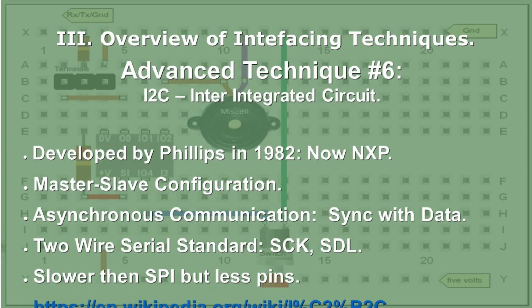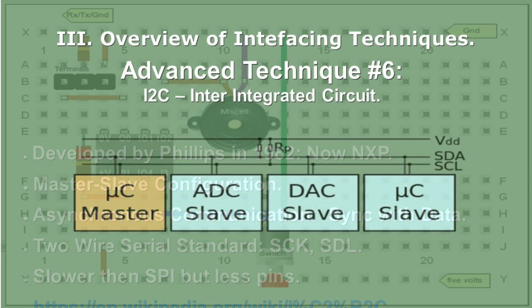I2C, developed by Philips, which is now part of NXP. It's a master-slave configuration, but it's different. It's not synchronous, it's asynchronous data. The sync line on your SPI is your chip select. It's different. The clock pin is separate from the data pin. On the I2C standard, you have a clock and a data line. There is no chip select with the I2C device. It's a little slower, but it's a lot fewer pins. And there's your diagram there.